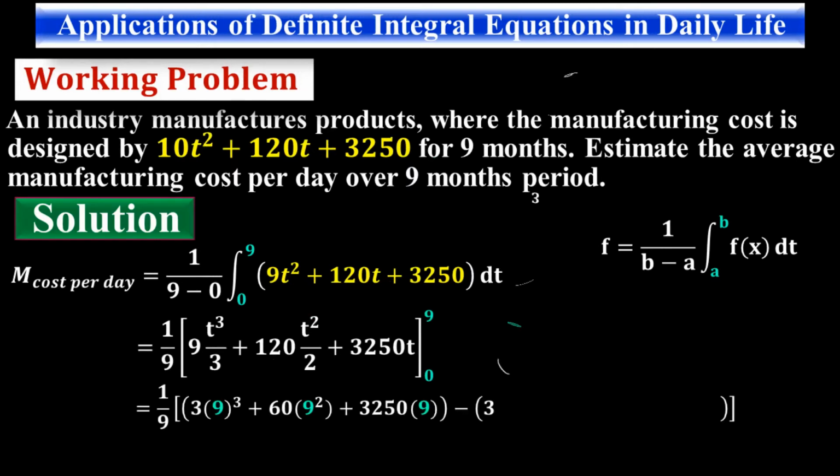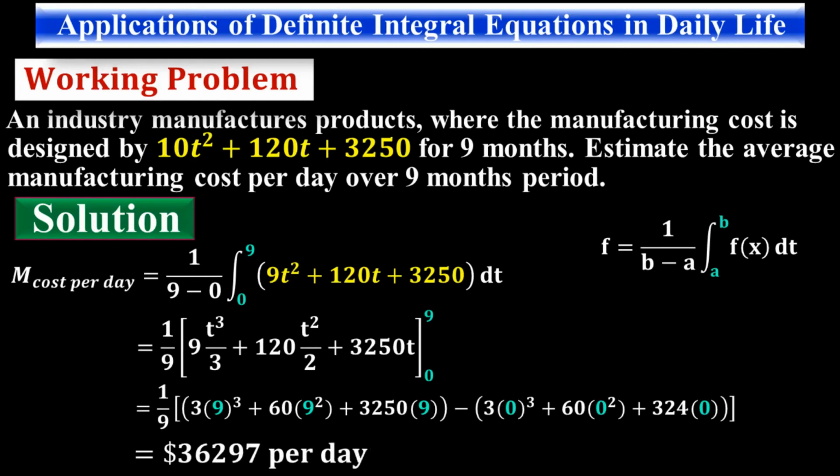Expand the limits. At the end you will get 36,297 per day. This will be the manufacturing cost per day if you model it for the 9 months period.